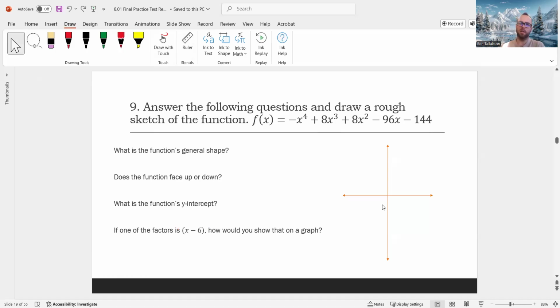There's actually a handout in the recordings document about this. Maybe you've printed it out. Maybe you can find it now. But we want to know the general shape and which way it faces and so on. You can read through these and give yourself a chance to practice right now.